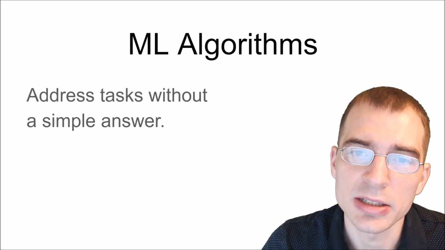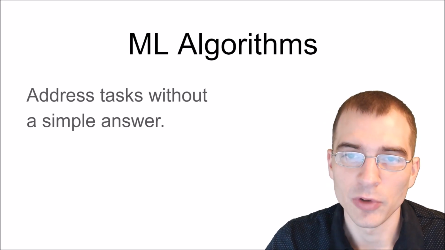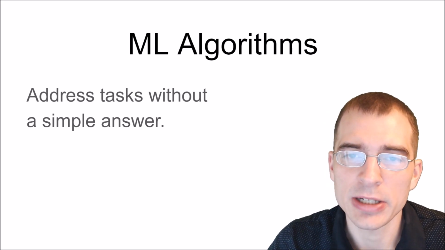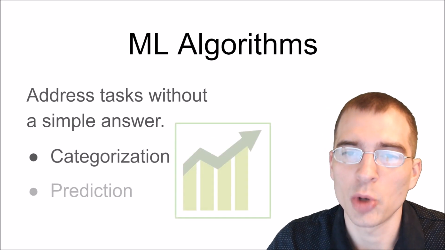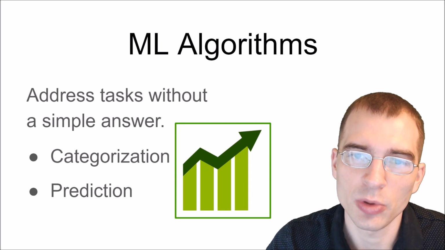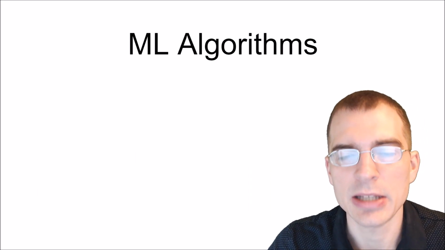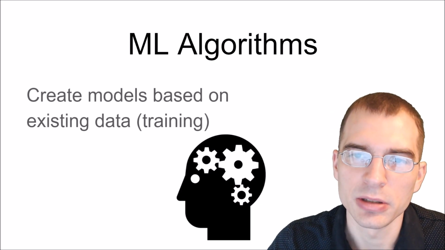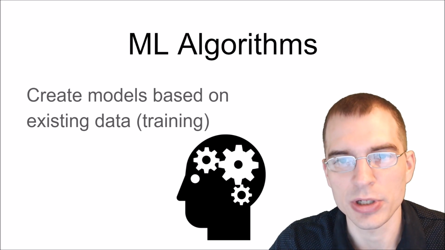In data science, tasks we are interested in don't always have a simple solution. For instance, we might want to categorize customers into groups with similar buying habits, or predict whether customers will purchase a new product. Machine learning algorithms take data, detect patterns in it, and then create models from those patterns that allow us to answer these sorts of questions.